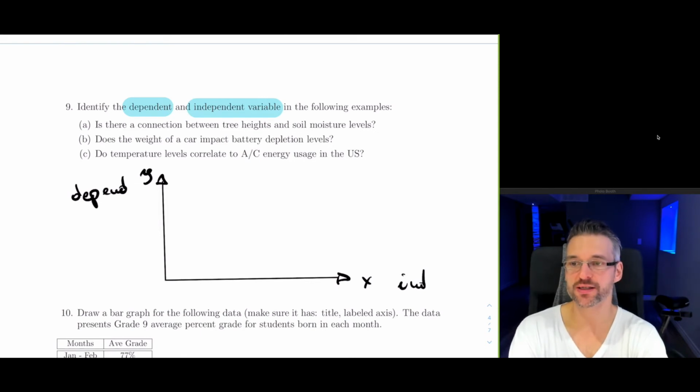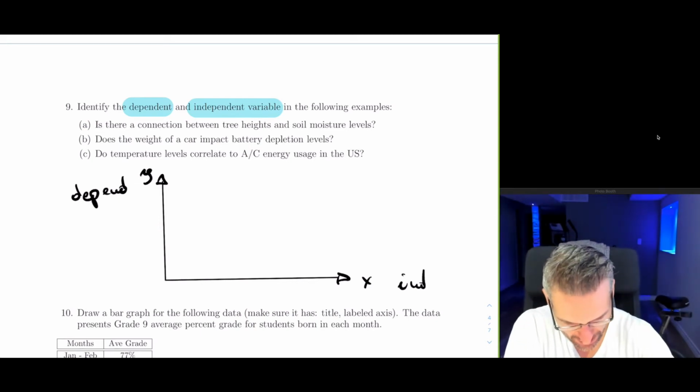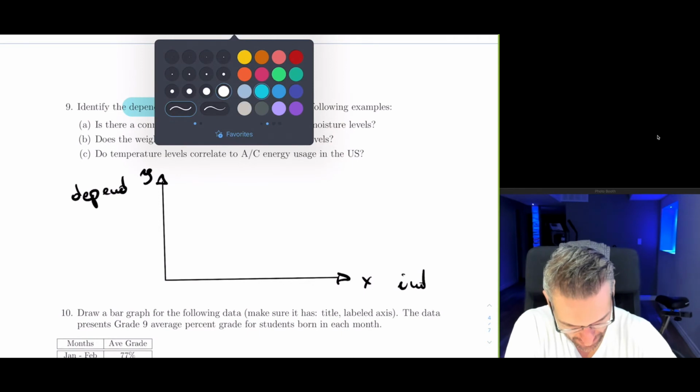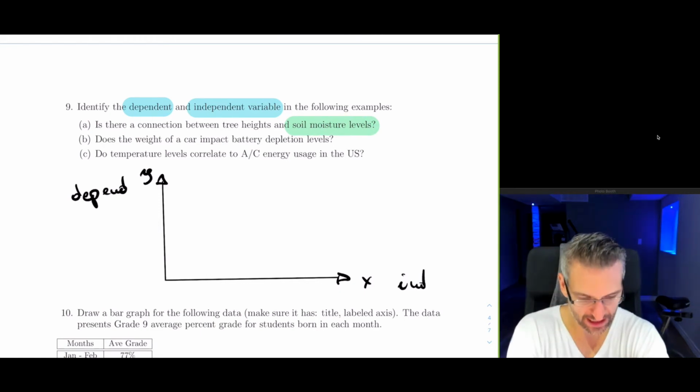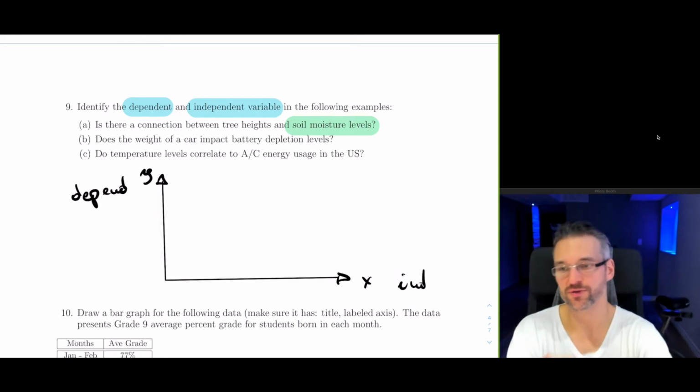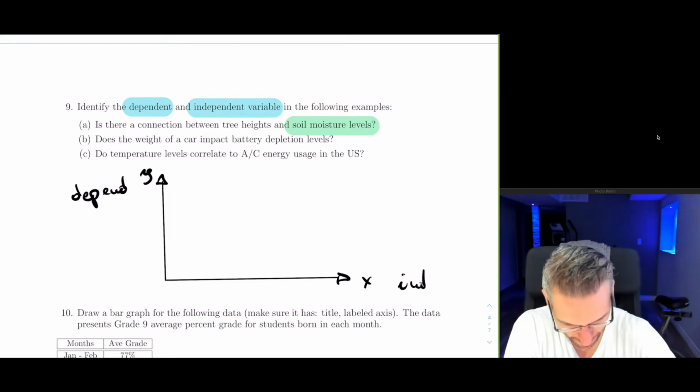So the first one says, is there a connection between tree heights and soil moisture levels? For myself, as I look at this, I would say soil moisture levels would be the independent variable, and then the tree height would be your dependent variable. So that would go on the Y. So that would be part A. We can separate those that way.